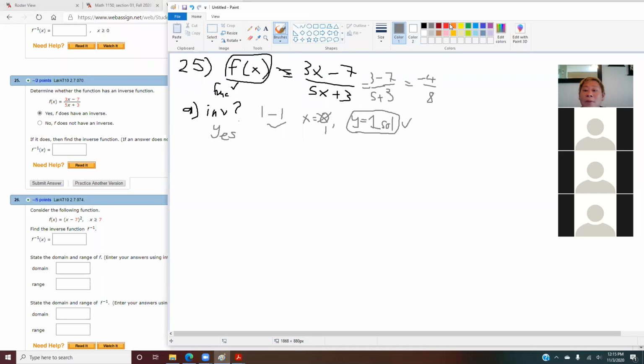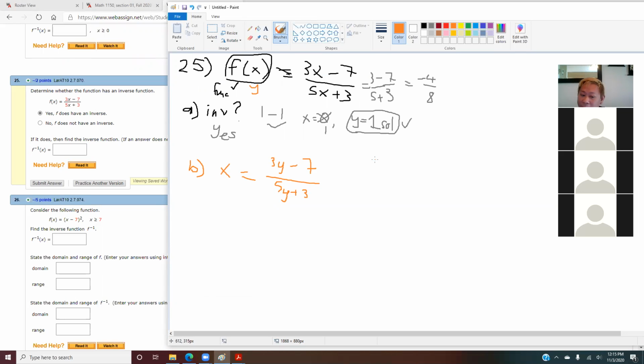So part B, you have to find the inverse function. The same thing happens as last time when we did the inverse function. Remember, we changed this to y, and then we switch x and y around. So we got x equals (3y minus 7) over (5y plus 3). And then you have to solve for y.